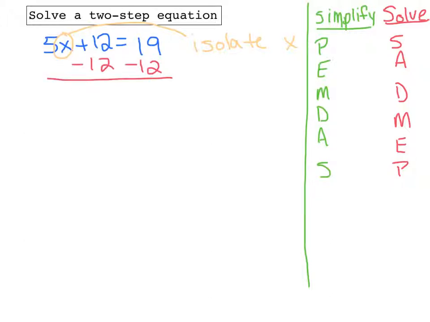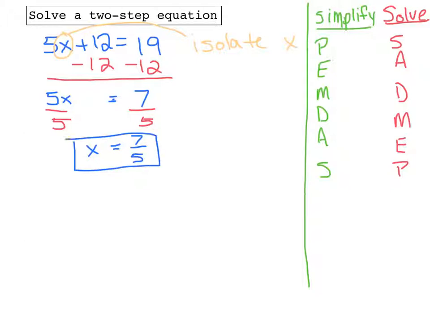So I subtracted 12 from both sides. Now we're left with 5x equals 7. Now we still need to get rid of that 5, and that's 5 times x. So we're going to divide both sides by 5. And 5 divided by 5 is 1, so that's just x equals 7 over 5. And this here is your answer.